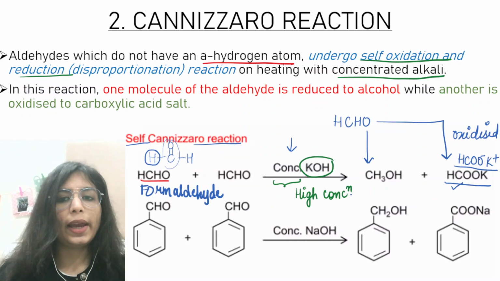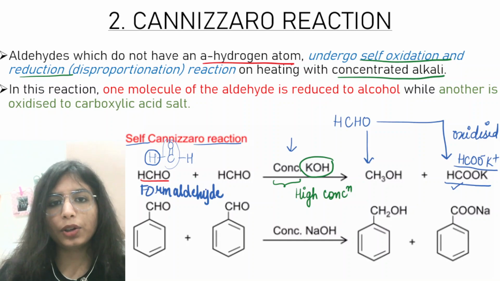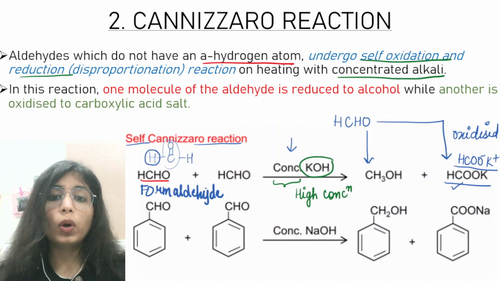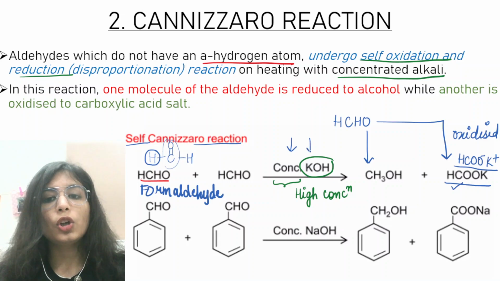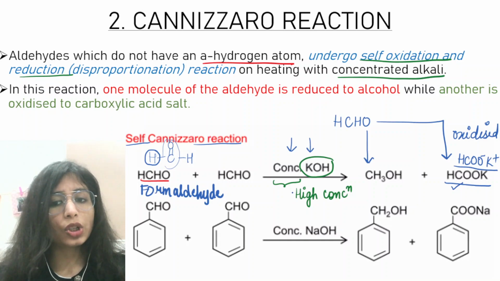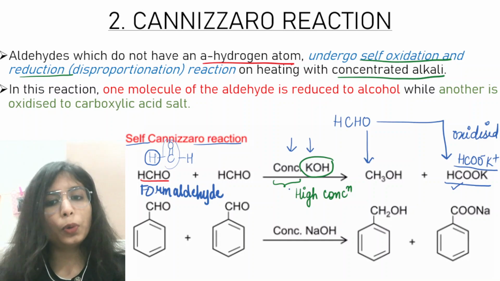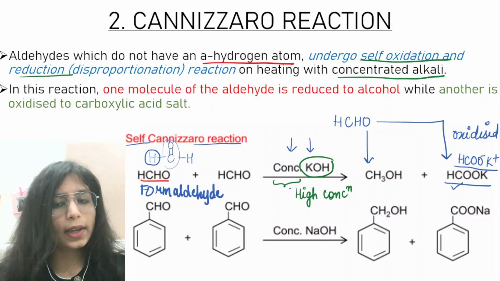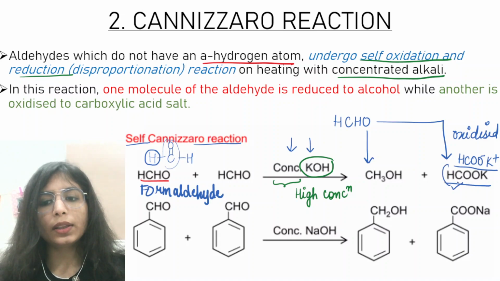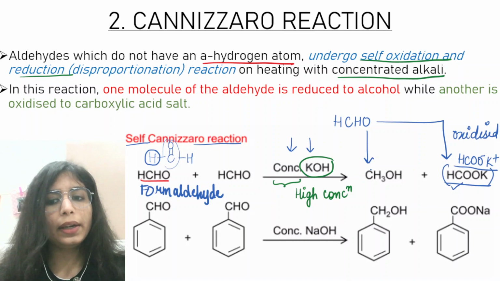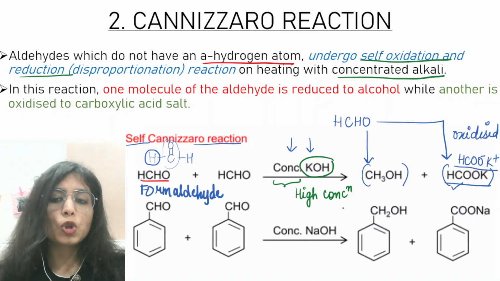So just a quick recap of what we have done. Firstly, you have to look out for those substrates which do not contain alpha hydrogen. Then, in order to identify what reaction is going to take place, you are taking your concentrated base, and once you have identified that the Cannizzaro reaction is going to take place, you have to form two products. The first product will be the oxidized product and the second product would be the reduced product. So the first product would be this oxidized product, which is your acid part, and second is your alcohol part. So here you get both acid and alcohol.